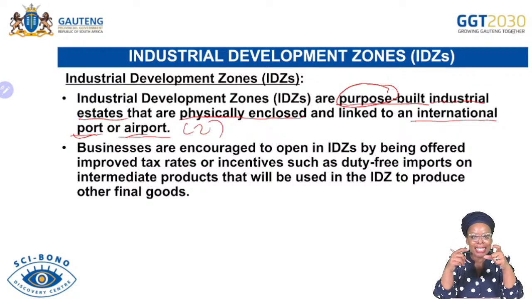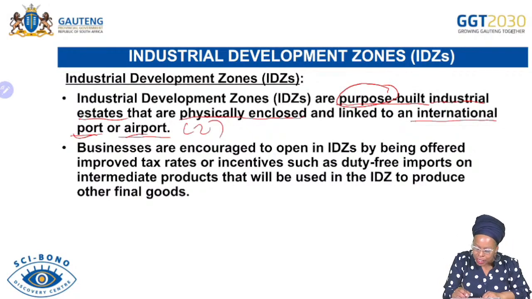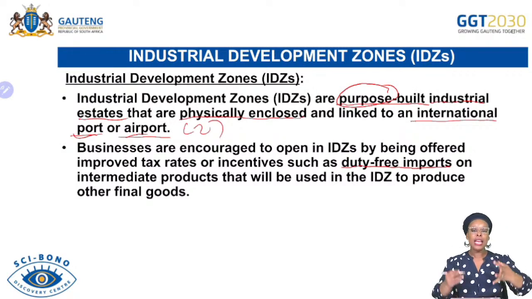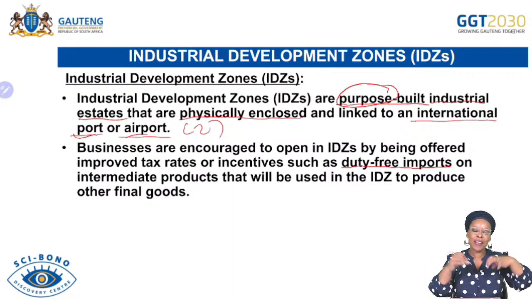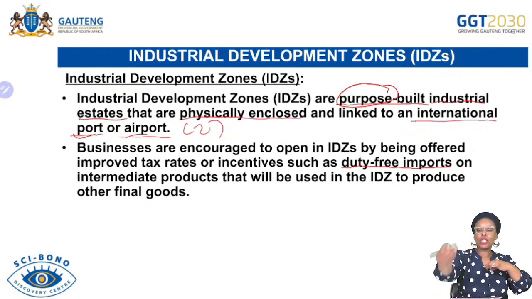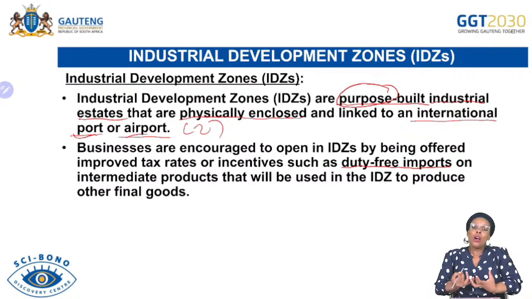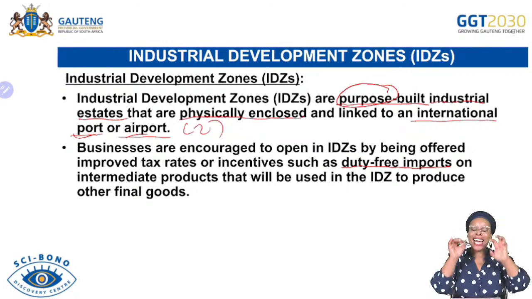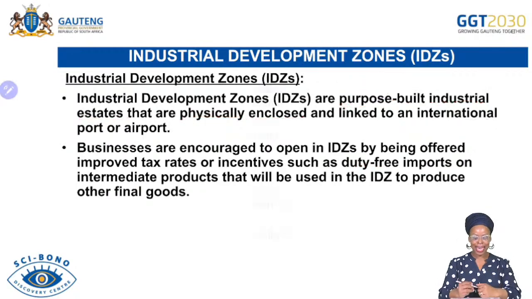But those industries that are found in an IDZ, they enjoy benefits. Those benefits, we call them duty-free imports. What does this mean? If your industry is found in that industrial estate of an IDZ, whenever you import raw materials from other countries, your business will not pay import duty. Whenever you're exporting goods from the IDZ to other countries, you won't pay export duty. Okay.